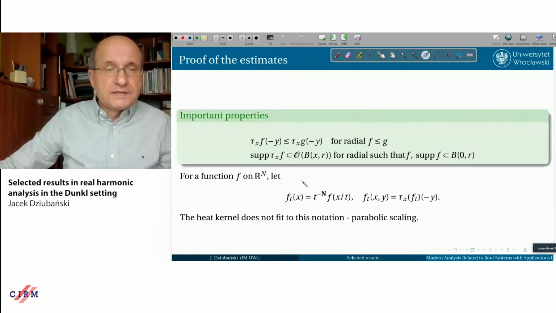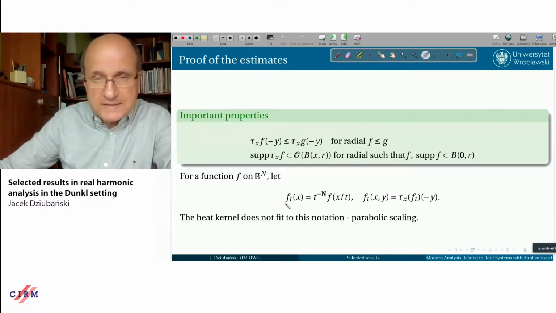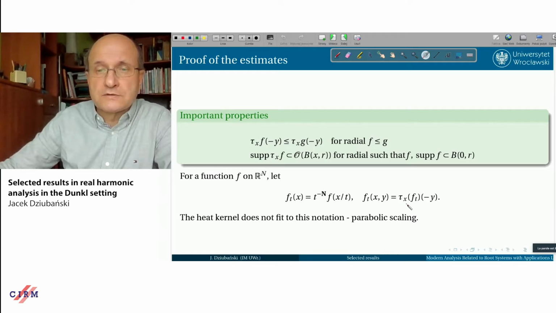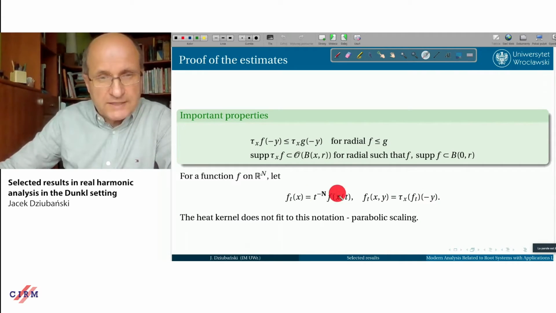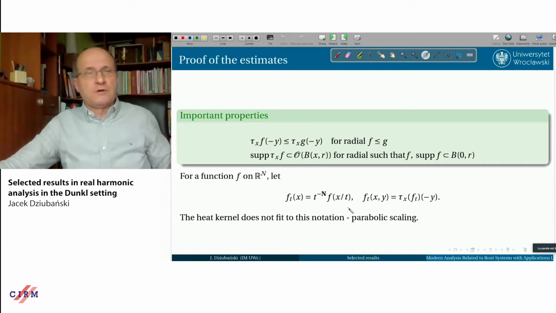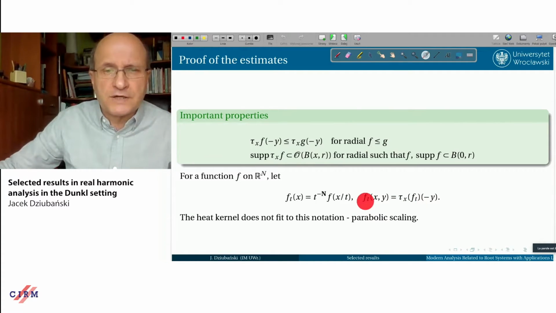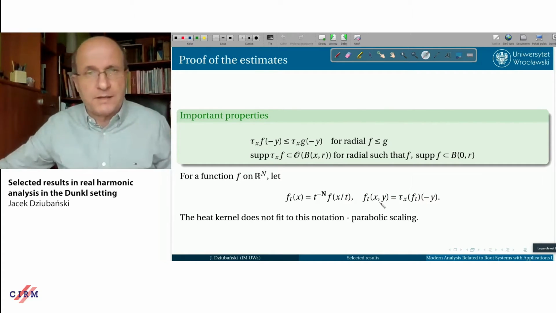Okay, now let us fix some notation. For f defined on R^n, by f_t we shall denote the L1 dilation of this function, and by f_t(x, -y) we shall denote the generalized translation of the function f_t by the vector x computed at the point -y. This notation does not fit the notation of the heat kernel, because in the heat kernel we have parabolic scaling, but let us forget about it.